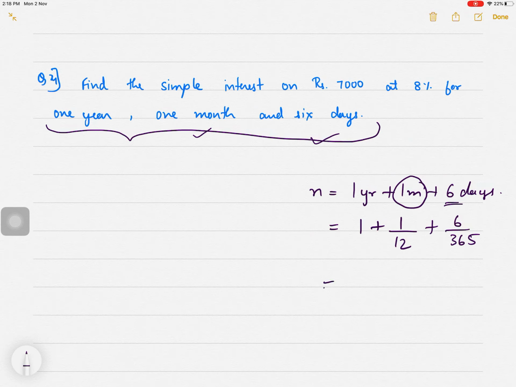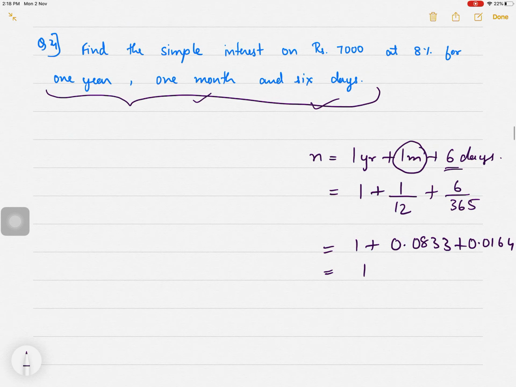Okay, so 1 plus, just calculate 1 upon 12. Always take 4 decimals, okay, and then round off. So 0.0833. And 6 by 365, when you calculate, it comes to 0.0164. Okay, total it comes to 1.0997. So my N is 1.0997.